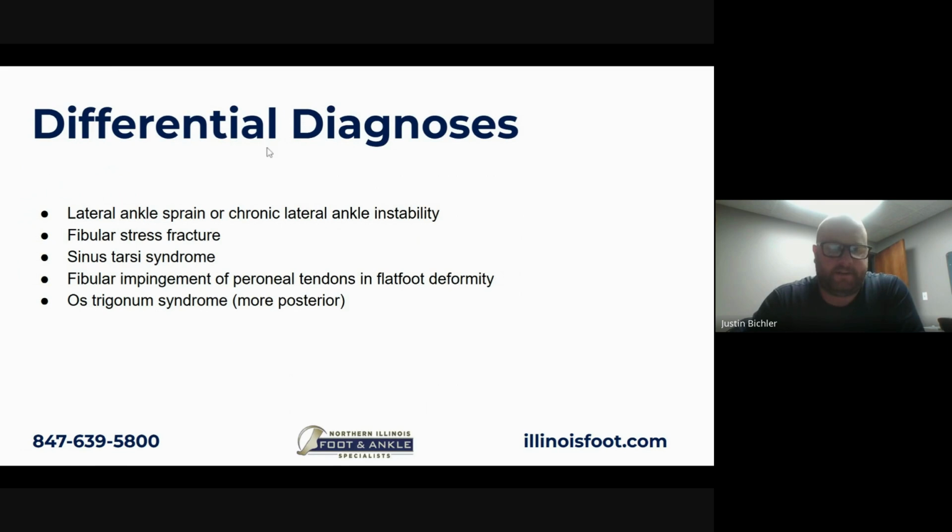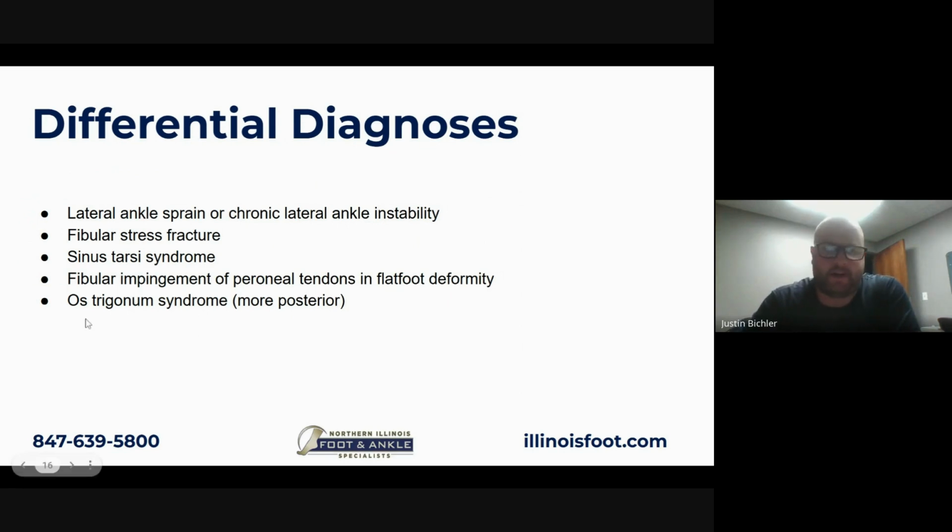Differential diagnoses. A lot of this stuff goes hand in hand. Lateral ankle sprains or chronic lateral ankle instability, fibular stress fractures, sinus tarsi syndrome can present with pain deep in the sinus tarsi and the subtalar joint. A lot of that pain can radiate laterally and mimic some of these symptoms, with the exception of subluxation. A lot of times people have lateral ankle pain with fibular impingement of the peroneal tendons and a severe flat foot deformity, whether it's flexible or rigid.